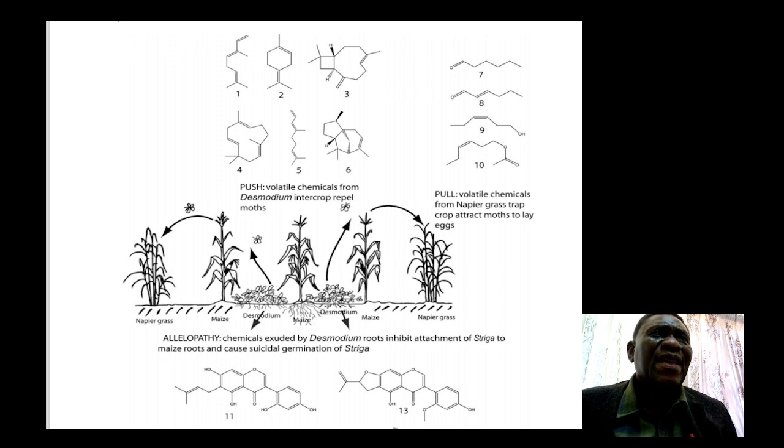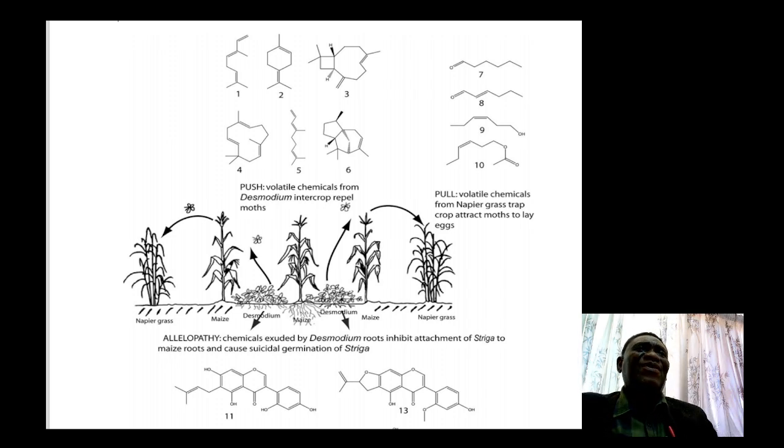Here we've got maize and napier grass. We've got maize surrounded by napier grass, but maize intercropped with Desmodium. Now this Desmodium is driving away the stem borers from the maize crop, and it is also producing chemicals which affect the striga.